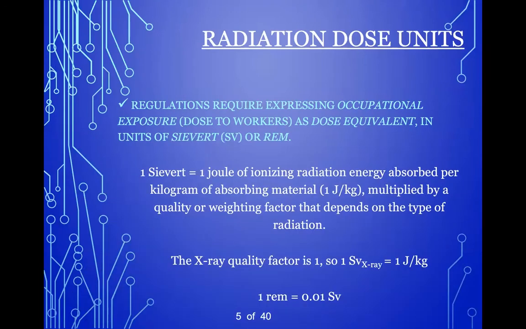Radiation dose units. Regulations require expressing occupational exposure as dose equivalent in units of sievert, Sv, or rem. 1 sievert equals 1 joule of ionizing radiation energy absorbed per kilogram of absorbing material, multiplied by a quality or weighting factor that depends on the type of radiation.